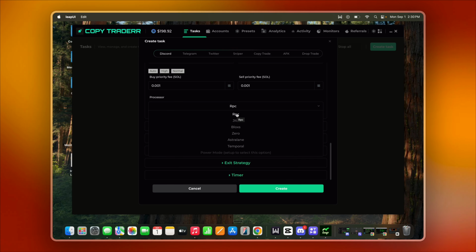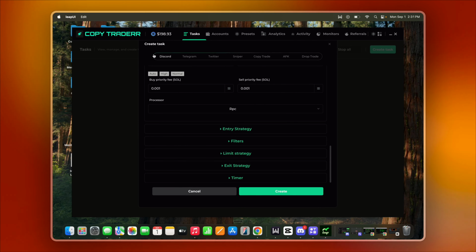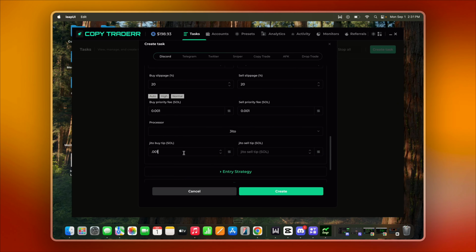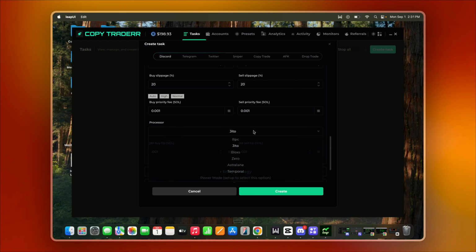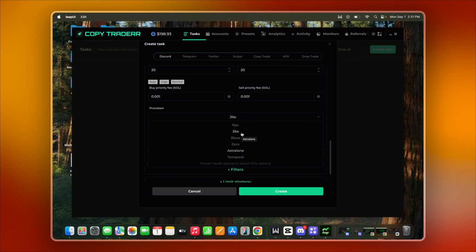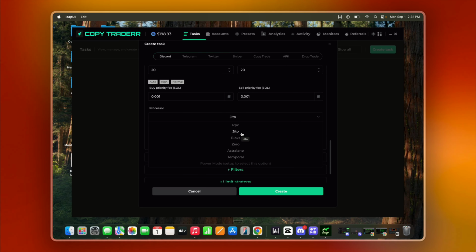What will happen is that it will run when you are making a transaction. When you are copy trading someone, it will run every single processor at the same time, and whichever one lands first is the only one that you pay for. So if you're not buying the dip, then speed is essential in copy trading. So if I were to set up my Jito tip to be quite low, to be honest, and I would set up all the others and choose power mode, then I would be basically competing against myself to land my transaction as fast as possible.